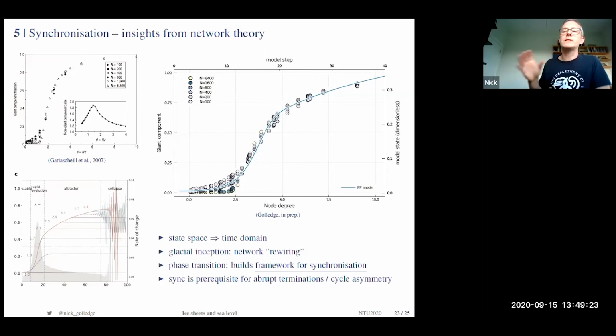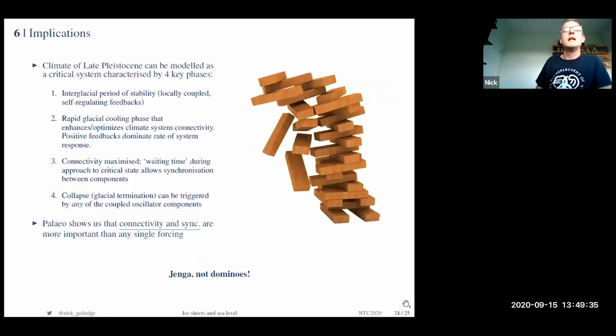It's allowing different parts of the system to talk to each other and transmit information at short time periods. Okay, next slide, please. So, wrapping things up here, what I'm trying to get at with this understanding of climate in the broadest sense is that if we can model these late Pleistocene climate cycles as critical systems, then we can learn a lot from other approaches that tell us something about those systems.